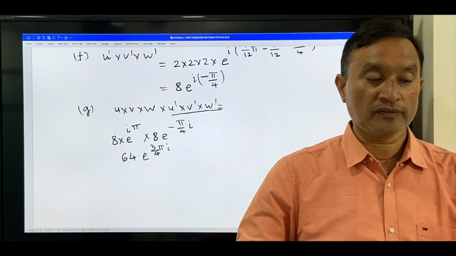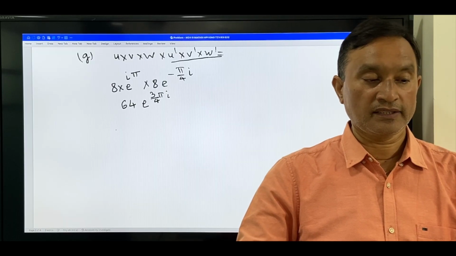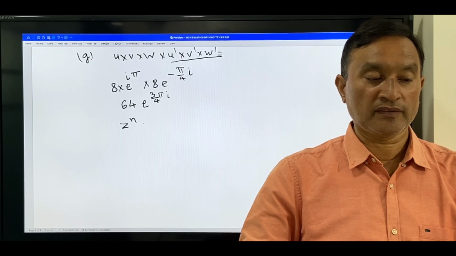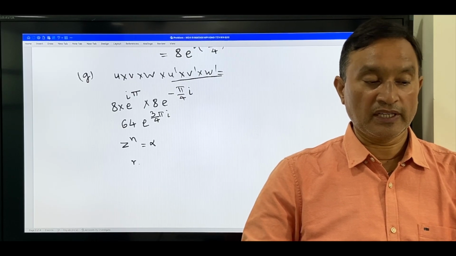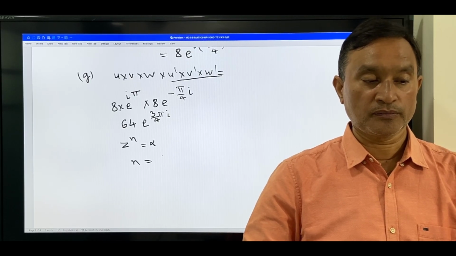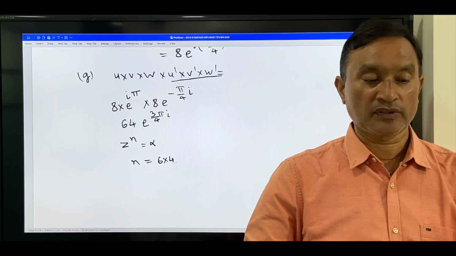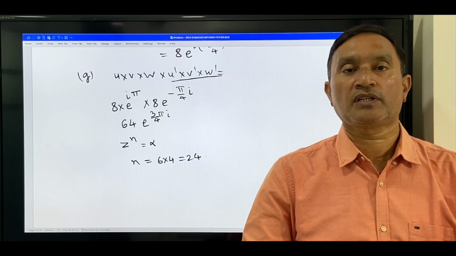So the value of n, for z to the power n equals alpha, the value of n equals 6 into 4, equals 24. So this is the solution of the given problem.